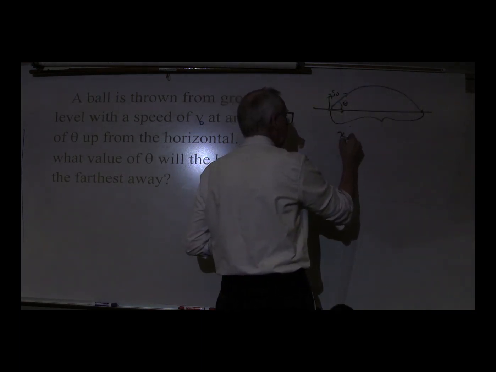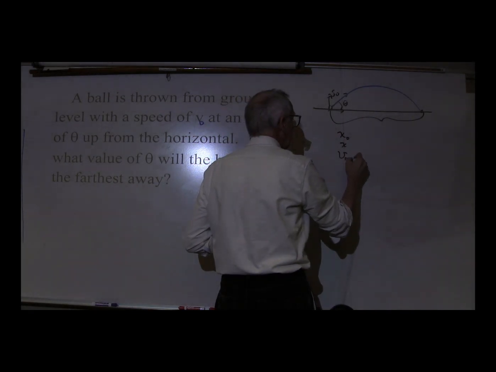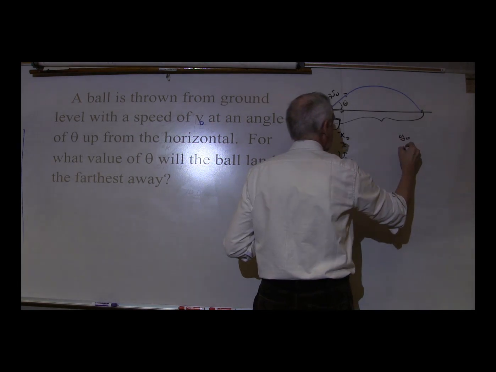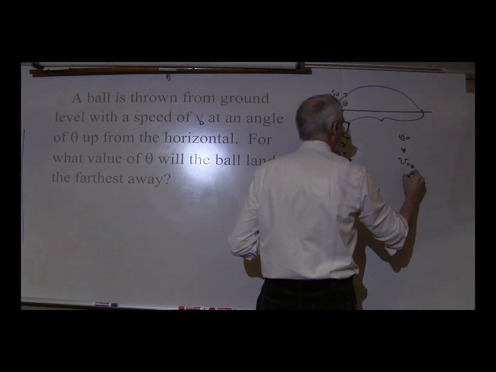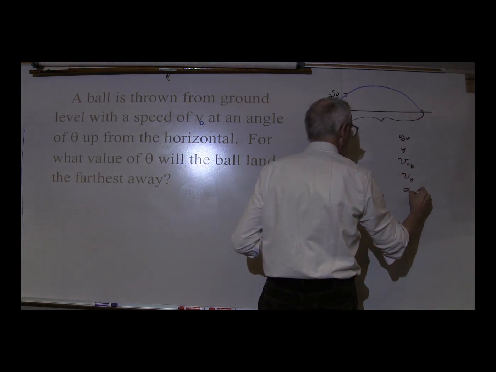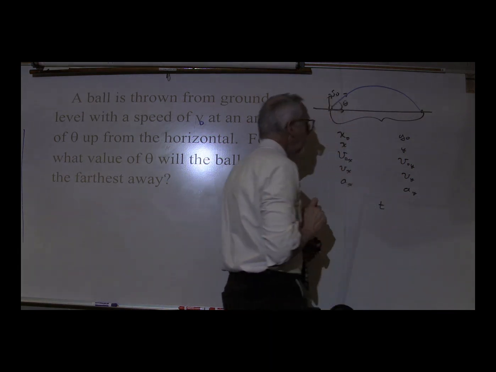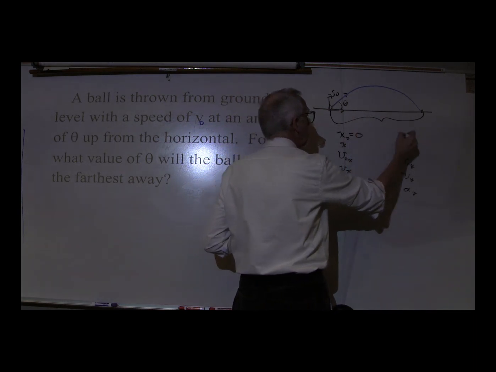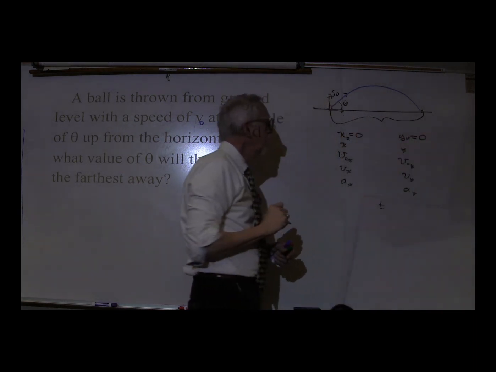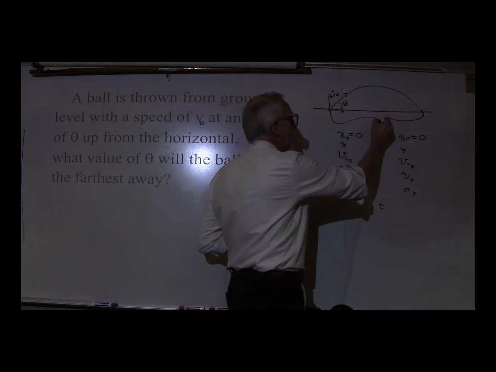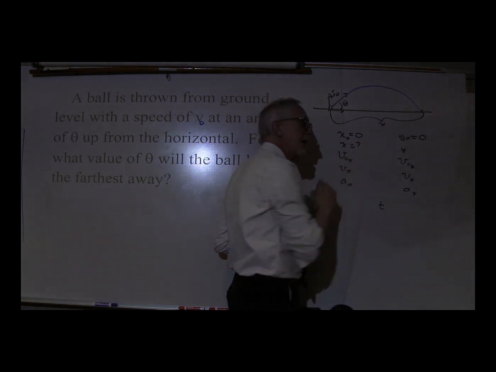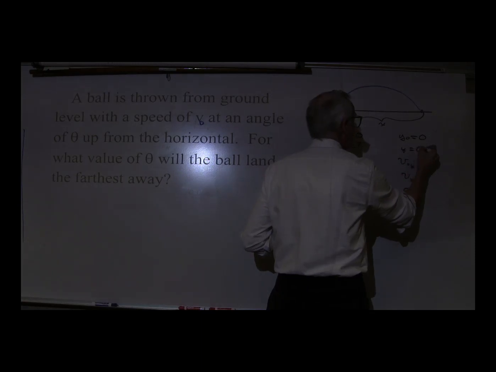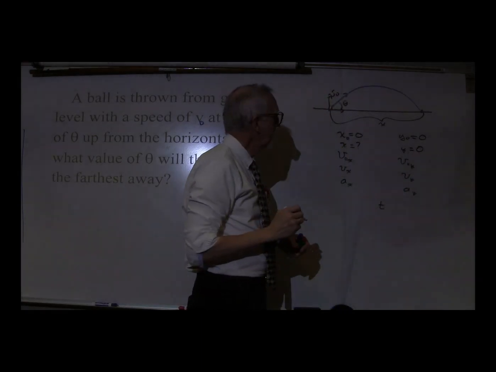Again, x naught, x, v naught x, vx, ax, y naught, y, v naught y, vy, ay, and t. So what are x naught and y naught? We know they're both 0. We're starting at the origin. What is x? Well, that's again what we're looking for. We're trying to maximize x. But we do know that y, because it's coming back down onto the ground, is 0.